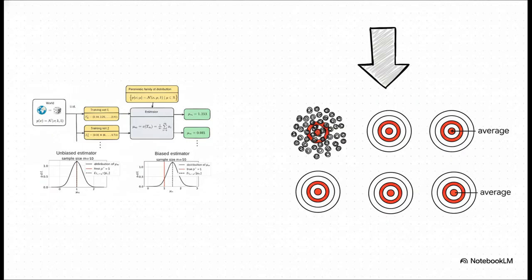Now, this doesn't mean every single guess is perfect. Not at all. It just means that, on average, the guesses are centered right on the true value. It's kind of like a shooter whose shots land all around the bullseye. A biased estimator, on the other hand, is consistently off target. It keeps pulling to one side even on average.